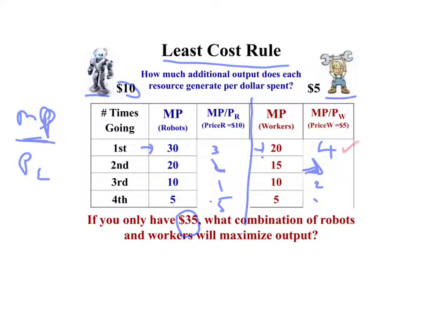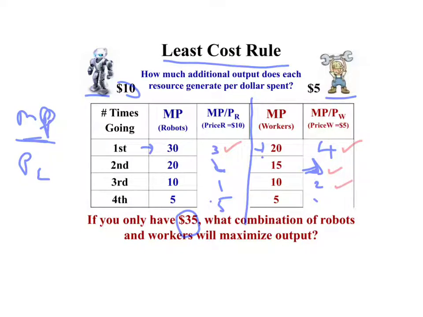Okay, so will they buy the first worker? Yes. In fact, that's the first place they're going to put their money because that's where the marginal product per dollar is higher. Okay, they're also going to then buy perhaps either they're indifferent to the next worker or the next robot, and by this time they've already spent $20.